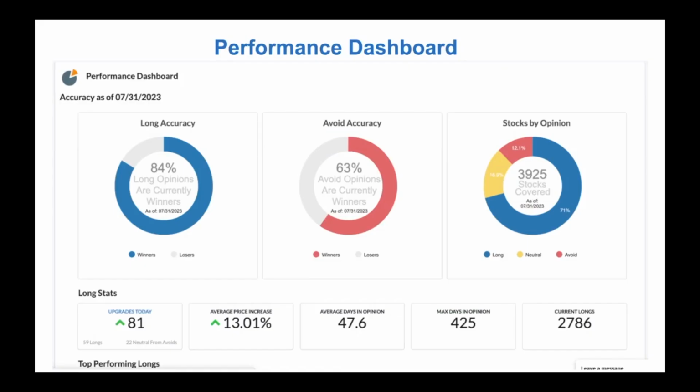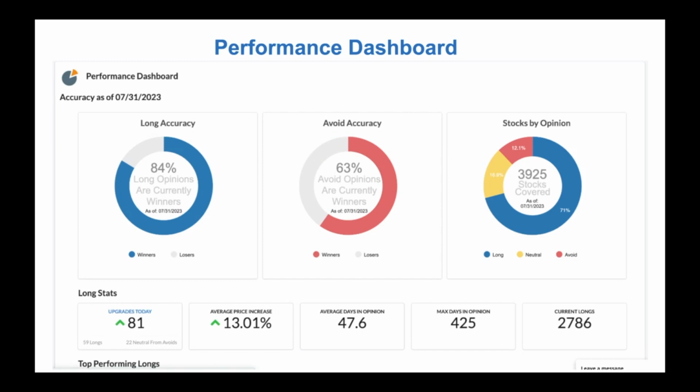So remember I said that the opinions were long, neutral, or avoid. Every day, since we know what the opinions are, we know the date that the opinion was formed, and we know the price action since the opinion was formed. We have what we call a performance dashboard. And the dashboard totals up and gives you a report card.